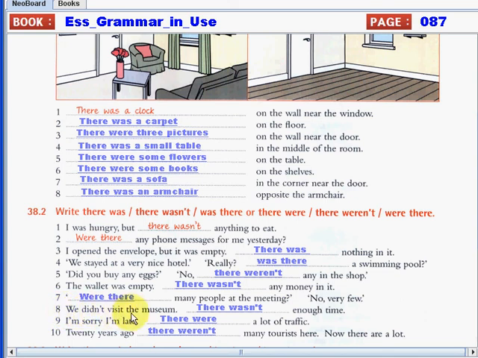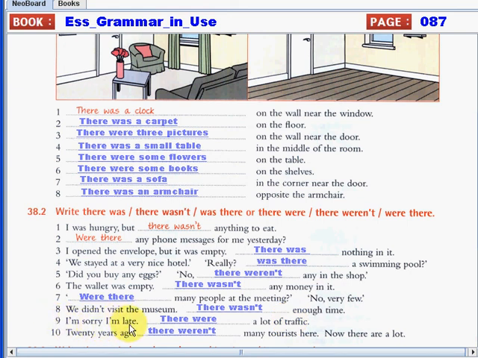We didn't visit the museum. Blank enough time. So the first sentence tells us that they didn't go to the museum because there was not enough time, or there wasn't enough time. Okay, let's go now on number 9.